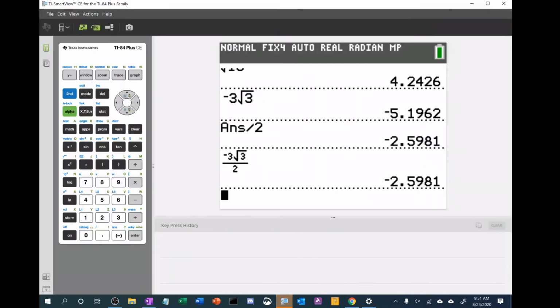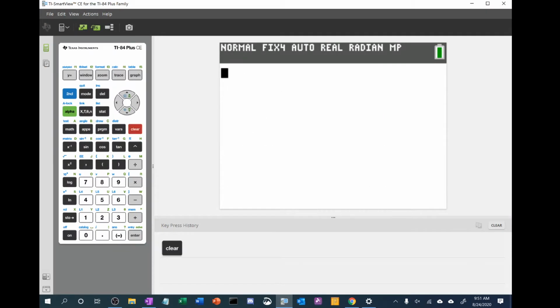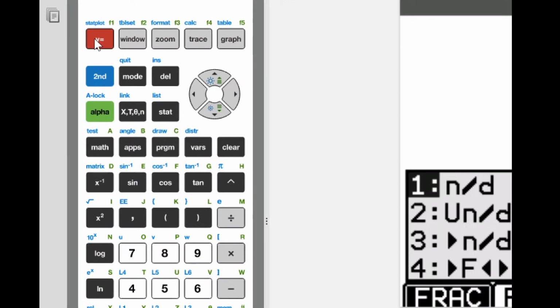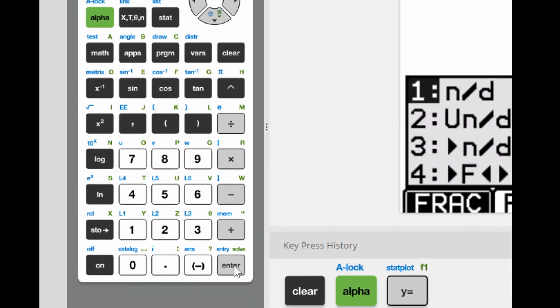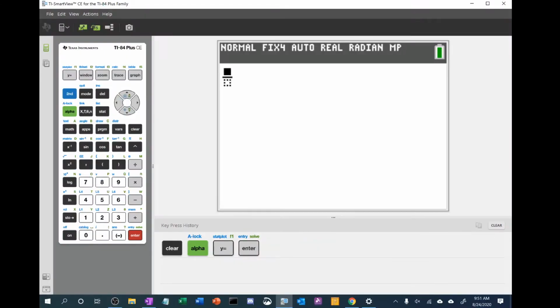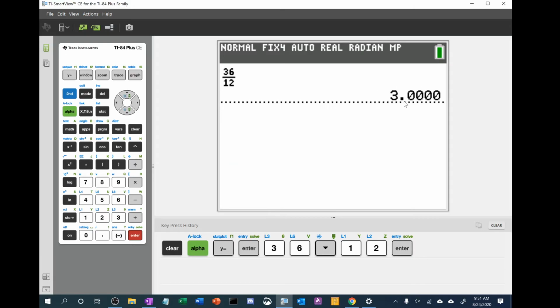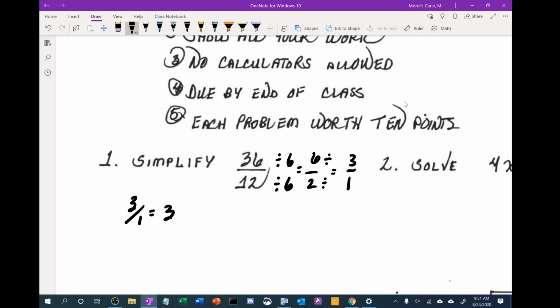The other way you could do it is in the calculator. If you haven't seen this before, alpha y equals, and then down here hit enter. And you'll get this little fraction, okay? So basically just put the fraction in there. What was it, 36 over 12? Just put the fraction in there and then hit enter. And then it just gives you the answer, okay? So if you're using a calculator or by hand.